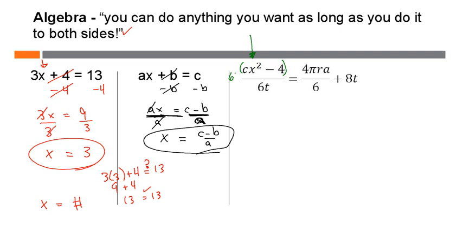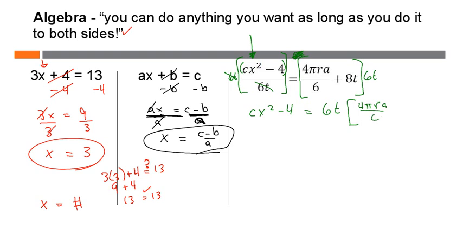So if I multiply the left hand side by 6t, and I multiply the right hand side by 6t, that doesn't show up at all, does it? I'll put it here at the end like that. Then the 6t on top cancels the 6t on the bottom. I'd have cx squared minus 4 equals, I'm going to move the 6t up front, and I'd have 4 pi ra divided by 6 plus 8t, like that.